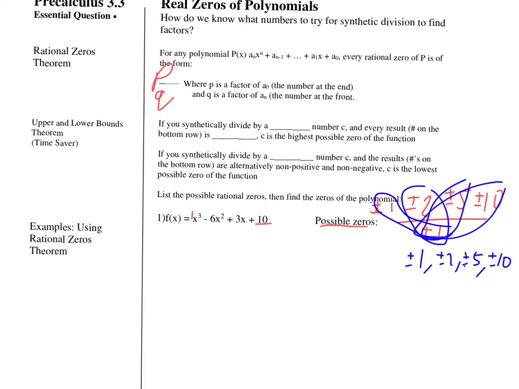All right, next up we have some time savers here. I'm not going to dwell on these a ton, but if you do see them, you can use them. If you synthetically divide by a positive number c, and every number on the bottom row is positive, then c is the highest possible zero for the function. So there's not going to be any that are higher than that. If you synthetically divide by a negative number, and the results are alternatively non-positive and non-negative, then c is the lowest possible zero. So all of them are going to be bigger than that.